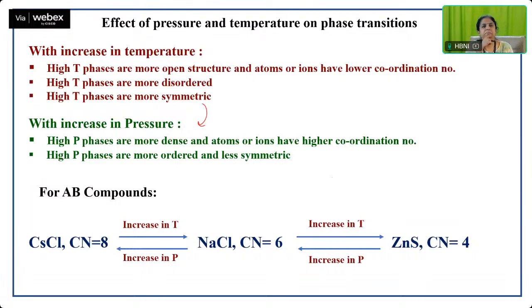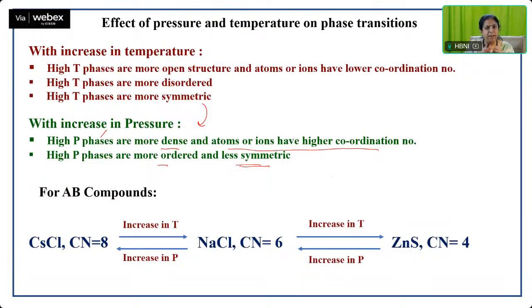Now, an increase in temperature means you're tending to expand things. The opposite will happen with pressure. Pressure means you're trying to compress it. So when you're trying to put pressure, what will happen? High pressure phases, you're trying to bring everything closer. They'll be more dense. And because you're trying to make everything come closer, the atoms or ions will have higher coordination number. Also, they will be less symmetric because they'll try to fit in as many ions as they can, and there are chances of them losing symmetry in that scenario. So they'll be less symmetric, but they'll be more ordered.